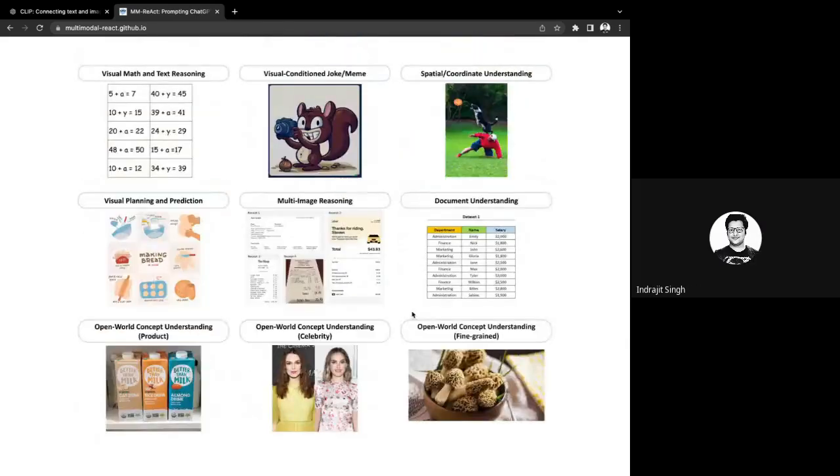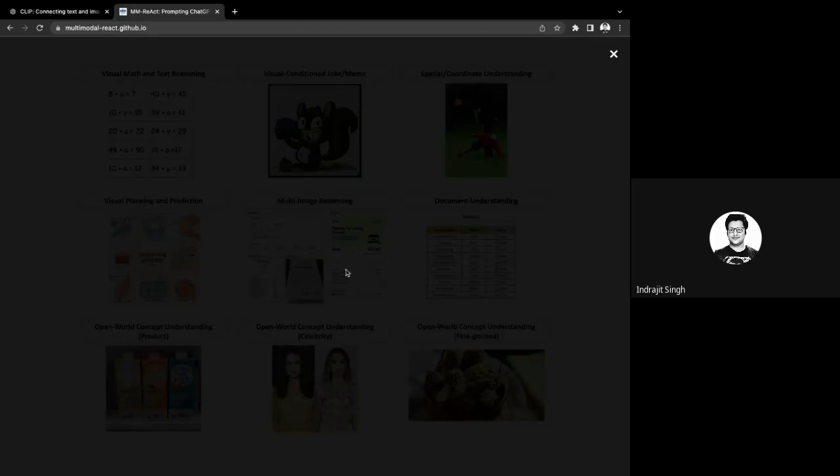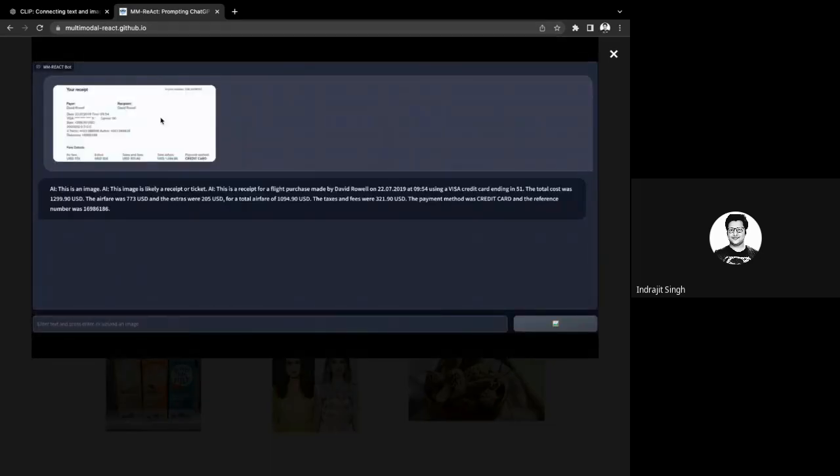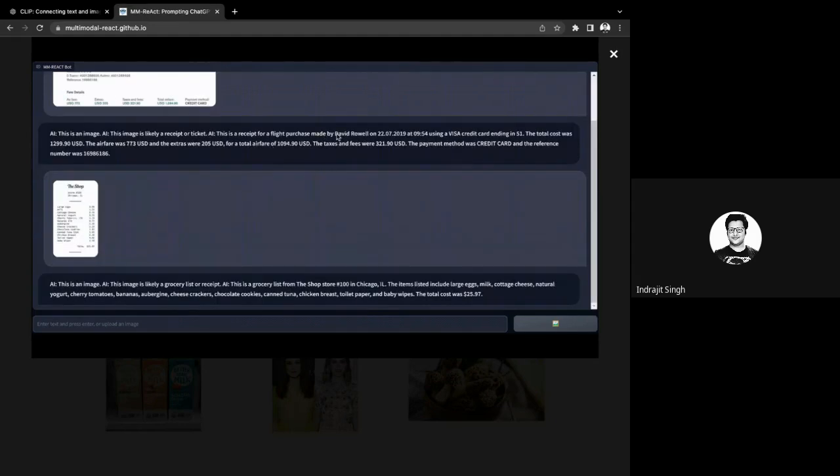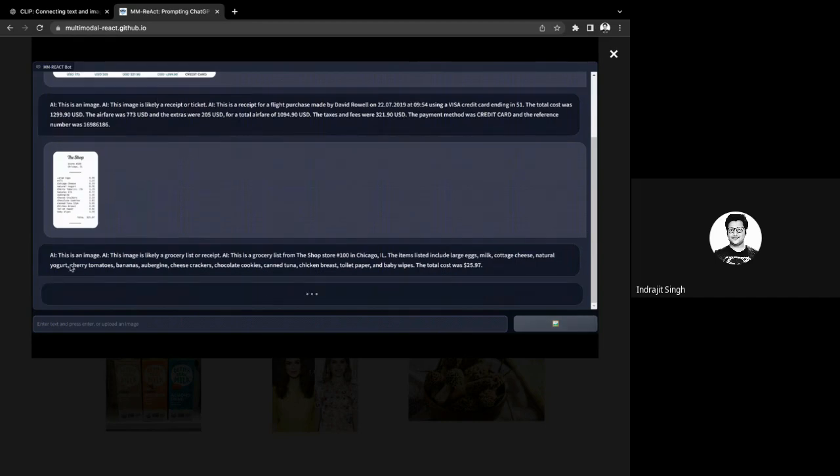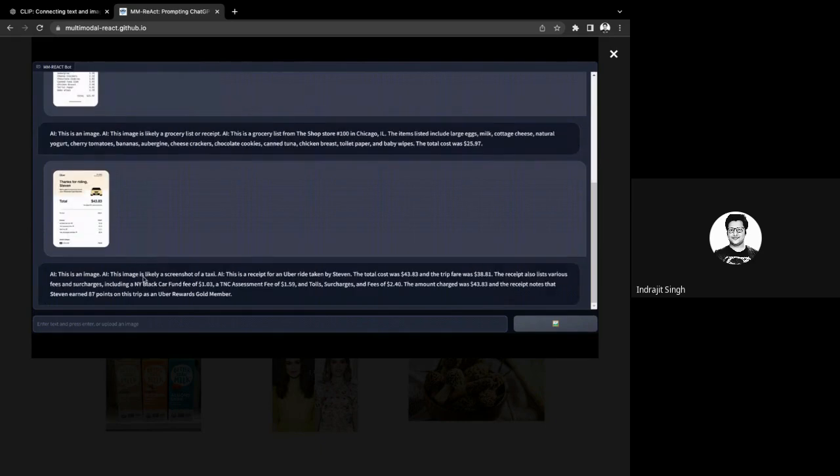Okay, so similarly, there are more. You guys can check this out, multimodal react.github. So there is a receipt, and it's AI saying this image is likely a receipt or ticket. It's a receipt of flight purchase made by debit travel, and all the details it is extracting from that using OCR and all. And then it's saying that this image is likely a screenshot of a taxi, and this is receipt for Uber ride taken by Stephen.